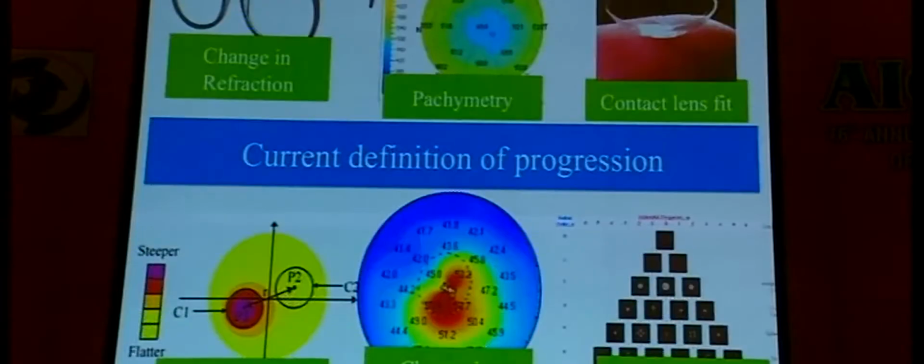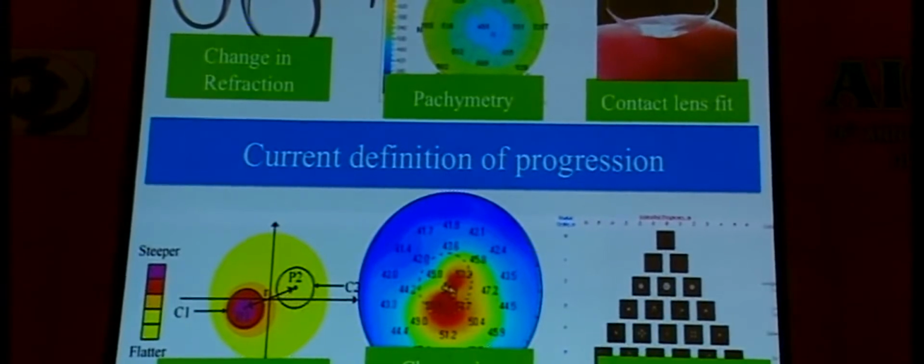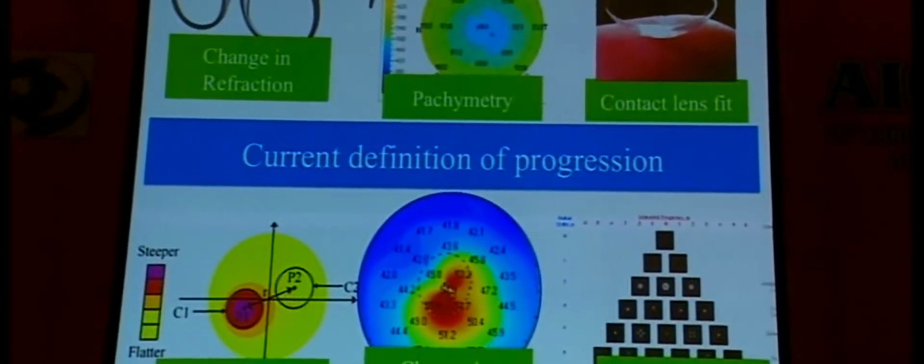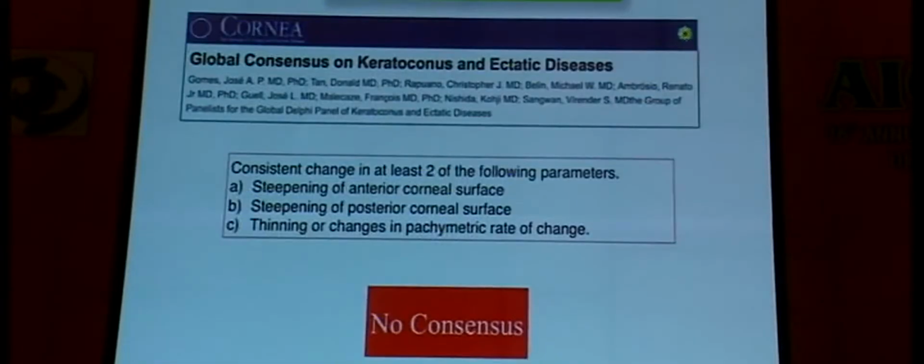So what is the actual definition? Does it involve a change in refraction, pachymetry, a change in your contact lens fitting, indices, change in the Kmax or the K-mean, or change in higher order aberrations, or does it involve every one of these things together? Now, there was a global consensus on keratoconus and ectatic disease. However, this was kind of an oxymoron because at the end of it, there was no real consensus.